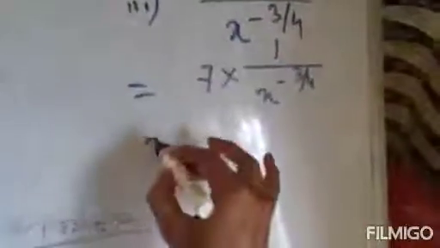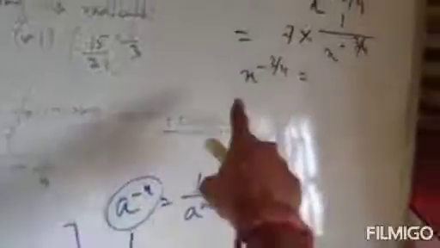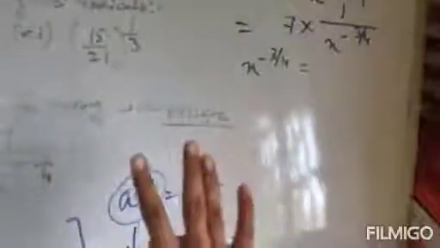Clear? Now just write x to the power minus 3 by 4 and we can compare. Compare x to the power minus 3 by 4 with a to the power minus n. So a is actually x. So this is 1 by a to the power n.